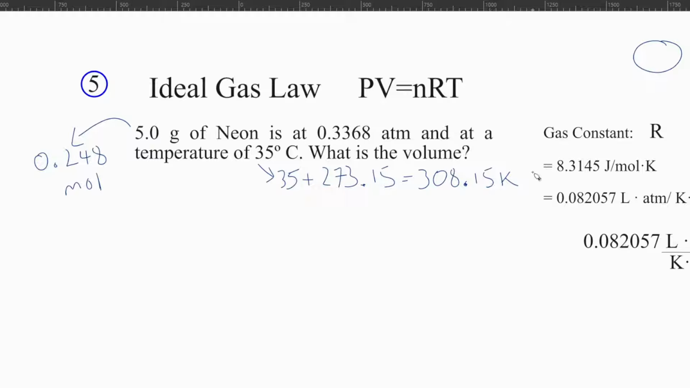All right. So let's give this a try here. Pressure 0.8 atm. And the temperature, you can see to get Kelvin, I just add 273.15. But we're looking for the new volume, so we don't know what the volume is. Equals our moles.